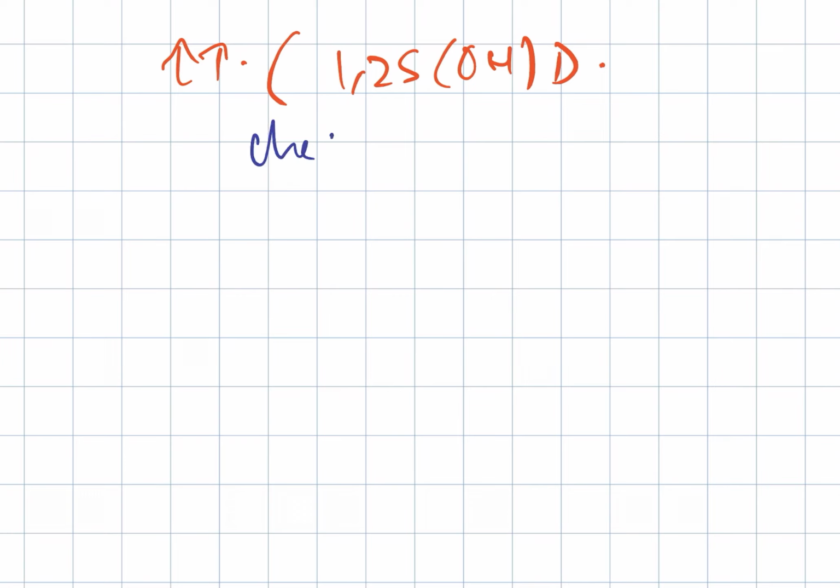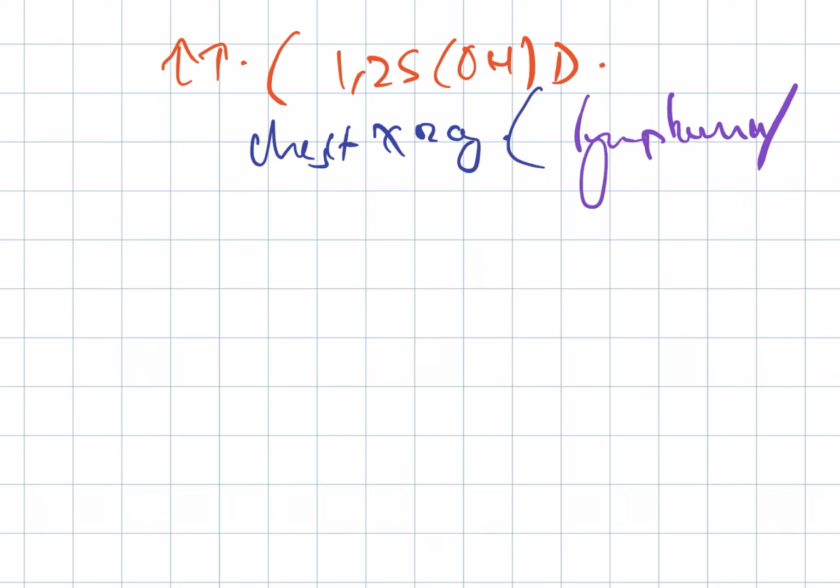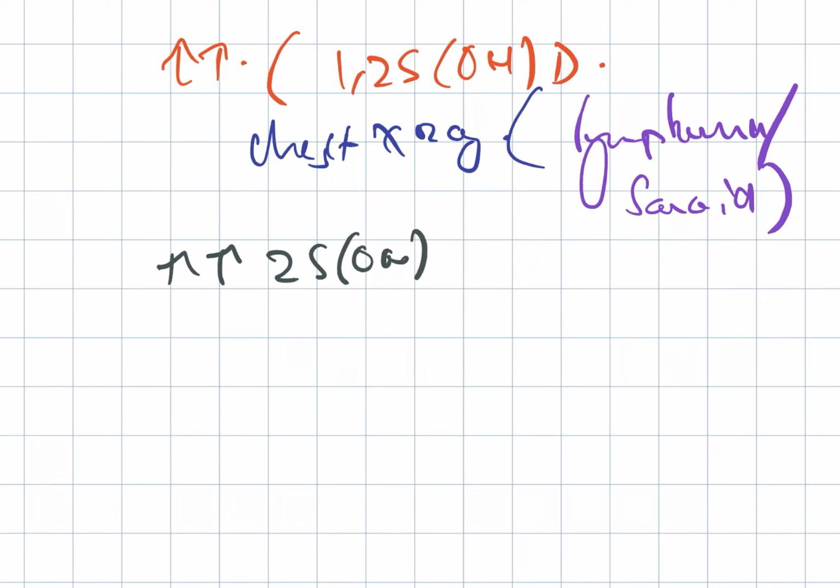Next, in cases of elevated 1,25-OH D, here the chest X-ray is done. This is for the possibility of lymphoma or sarcoid. Next, there is elevated 25-OH D, which is nothing but vitamin D toxicity.